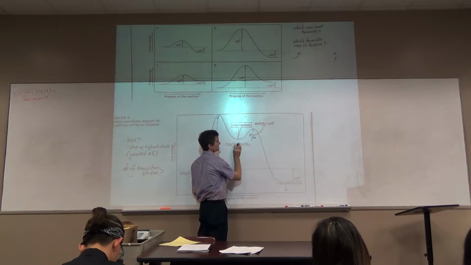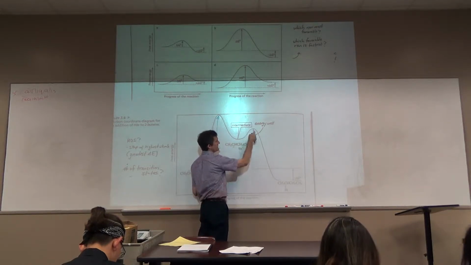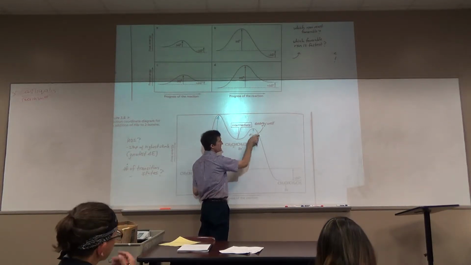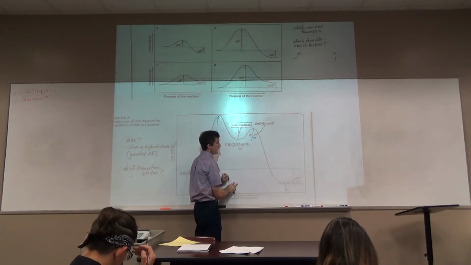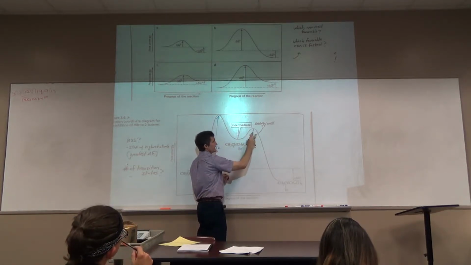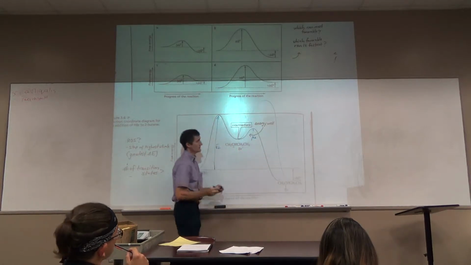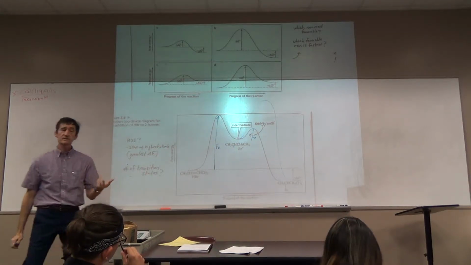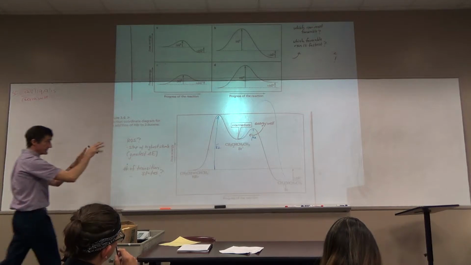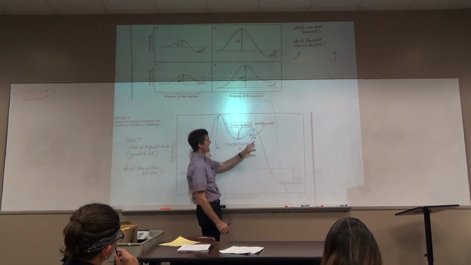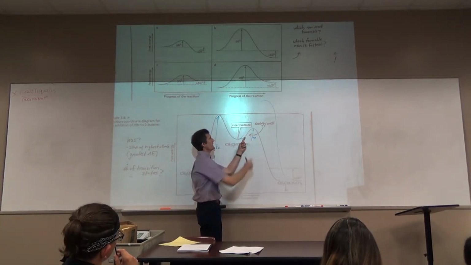Why is this faster? Because it doesn't have much activation energy. It's easier to get over this hill. Why is this activation energy fairly low? Why doesn't it come up like this? Well, that's sort of a standard here. We would not expect it to be high. Why do we expect this to be kind of low and not go up high?